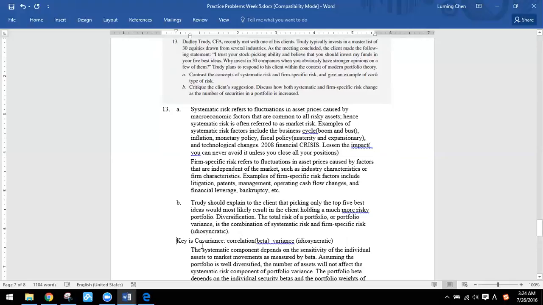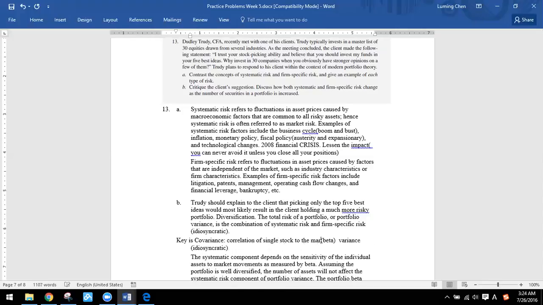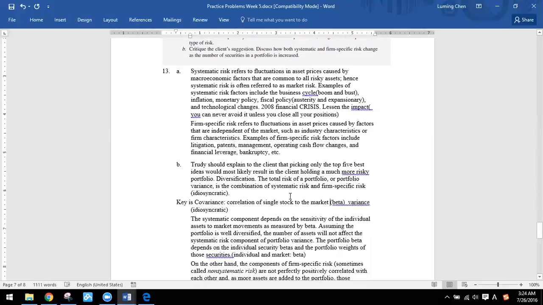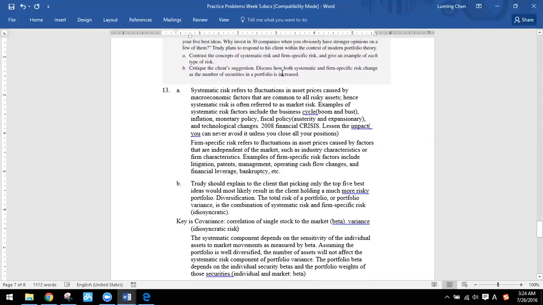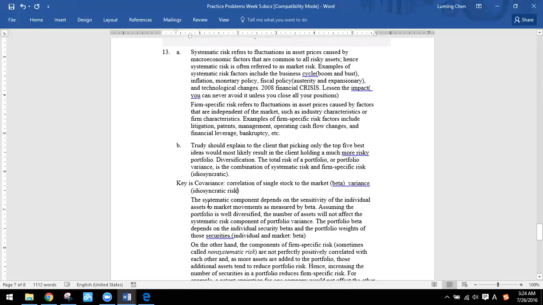So here, the key is the covariance. Covariance can be decomposed into 2 parts. One is the correlation of a single stock to the market, we call it beta, and the other is the variance of each stock, which is the idiosyncratic risk. So how both systematic and firm-specific risk change as the number of securities in a portfolio is increased. So the systematic component depends on beta.